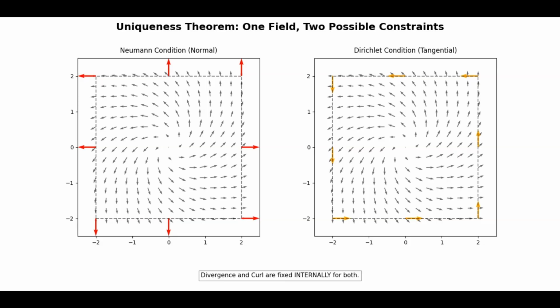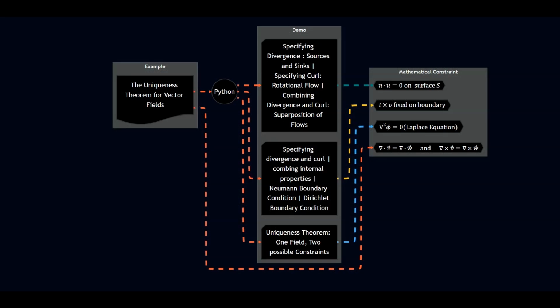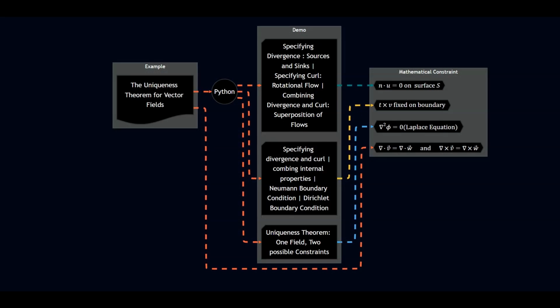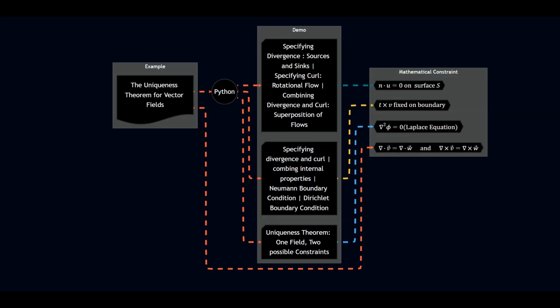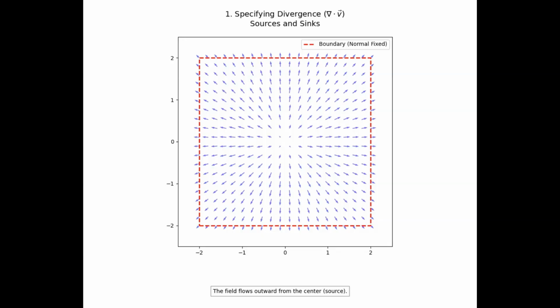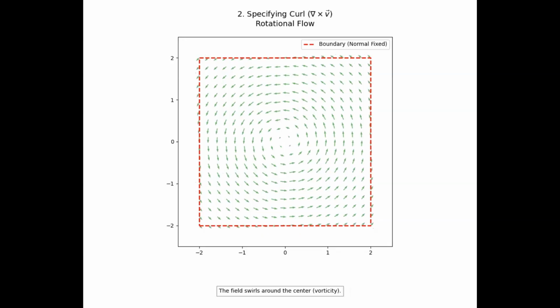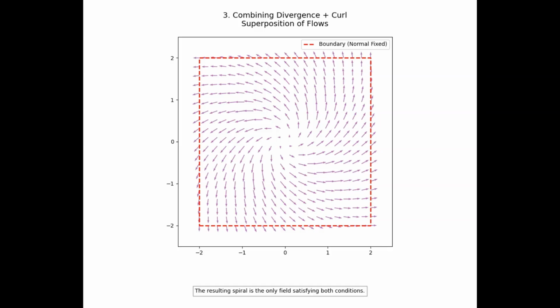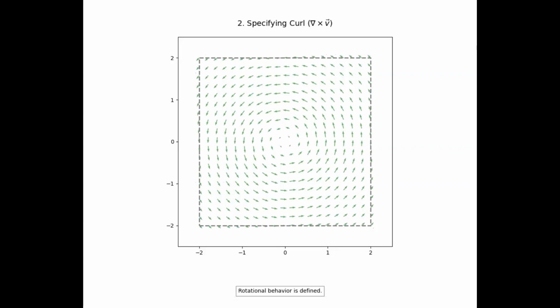Demonstrating the theorem. To visualize this locking process, we can look at 3 distinct stages of definition. Demo 1. Building the field. This demonstration shows how a field is constructed from its components. First, we see the divergence phase, where the field flows straight out from sources like a starburst. Next is the curl phase, where it swirls in circles like a wheel. Finally, when these are combined, they create a specific, unique spiral pattern.